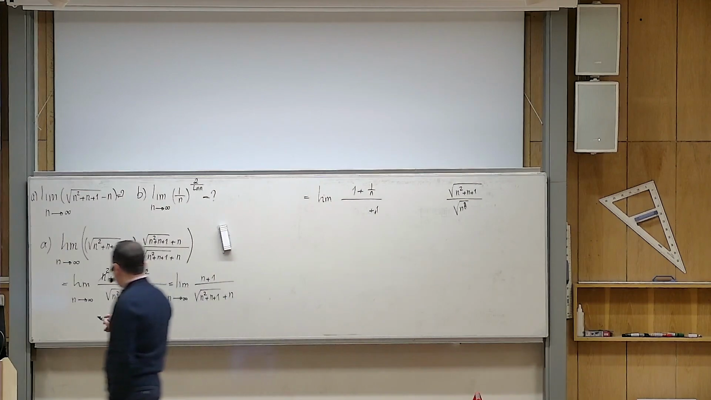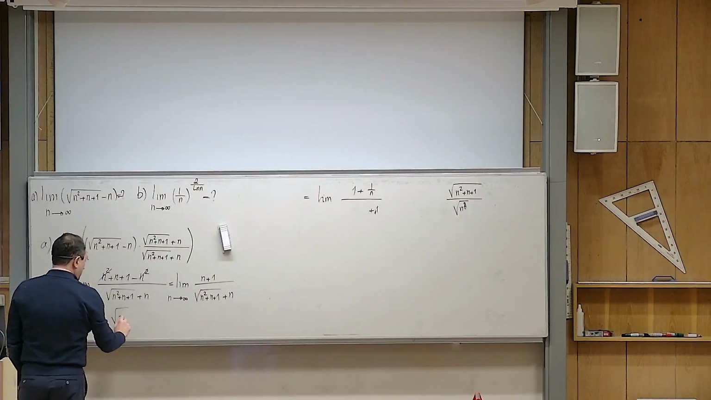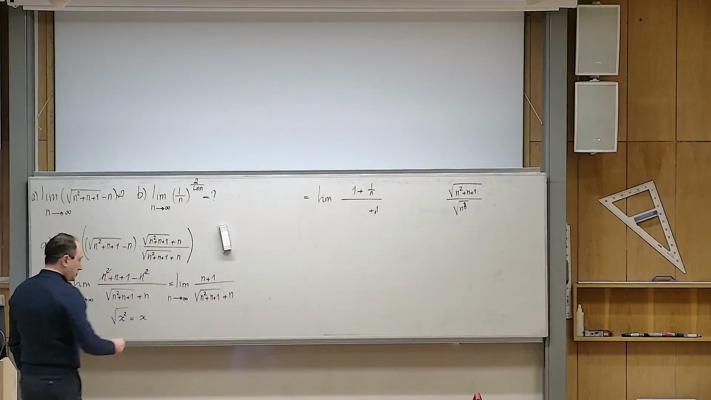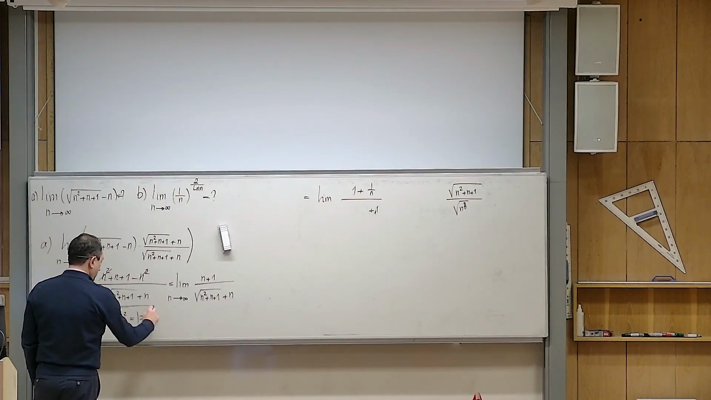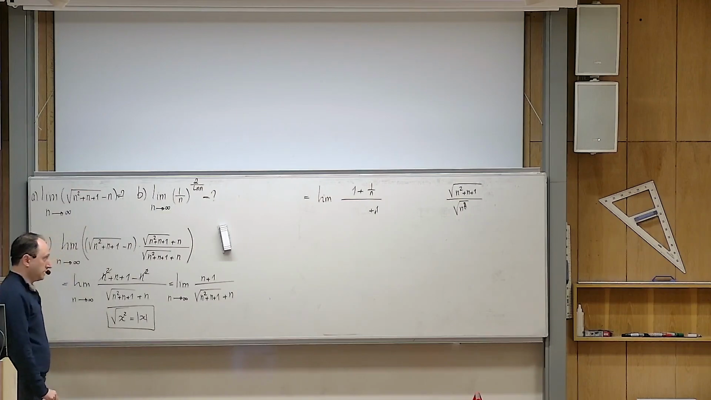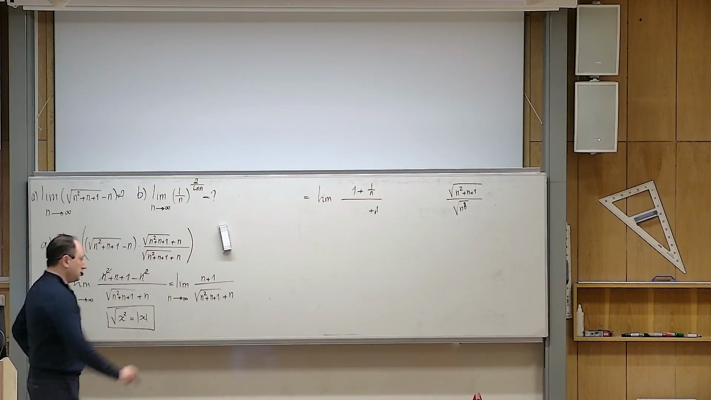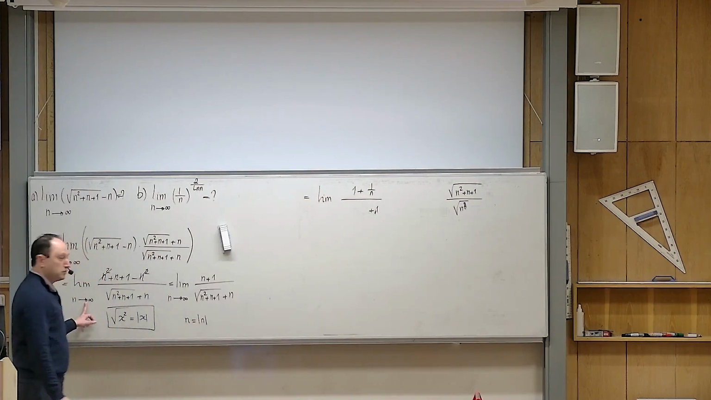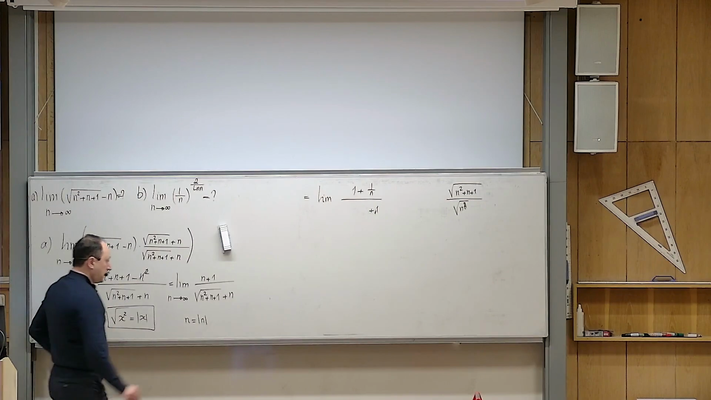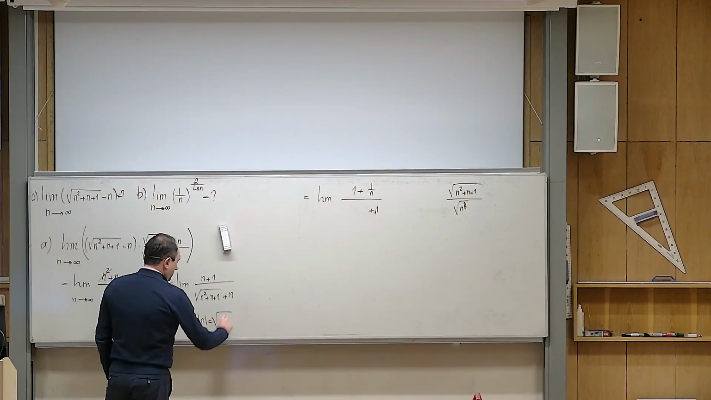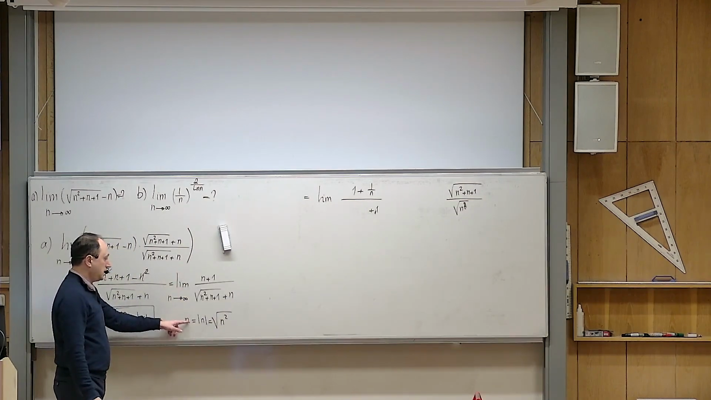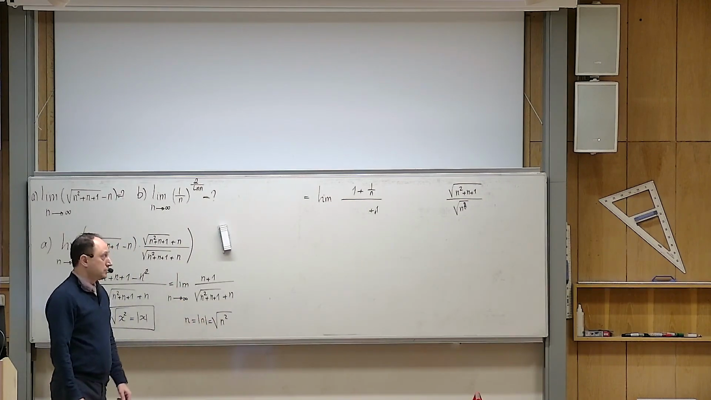So I want you to know that when you write square root of x squared, you are not allowed to write x unless x is non-negative. So the general formula that is always correct is to write absolute value of x. So here n is equal to absolute value of n because n is going to positive infinity. And then absolute value of n is equal to square root of n squared. So in this case, n and the square root of n squared are the same.